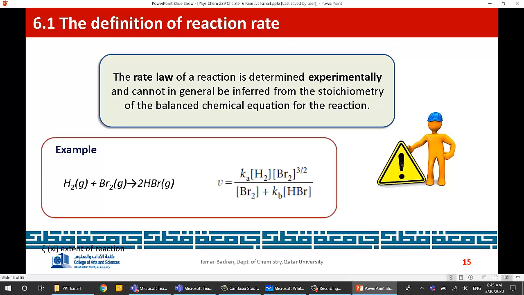So let's take this example: 1 H2 plus 1 Br2 goes to 2 HBr gas. You can think that the reaction rate is equal to Kr times [H2] times [Br2], but it's not.